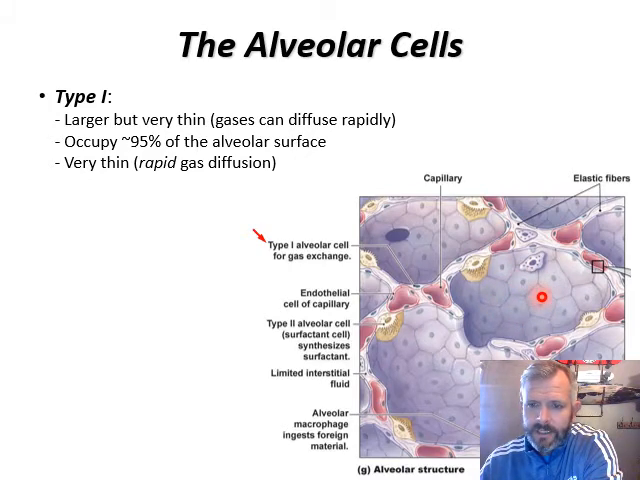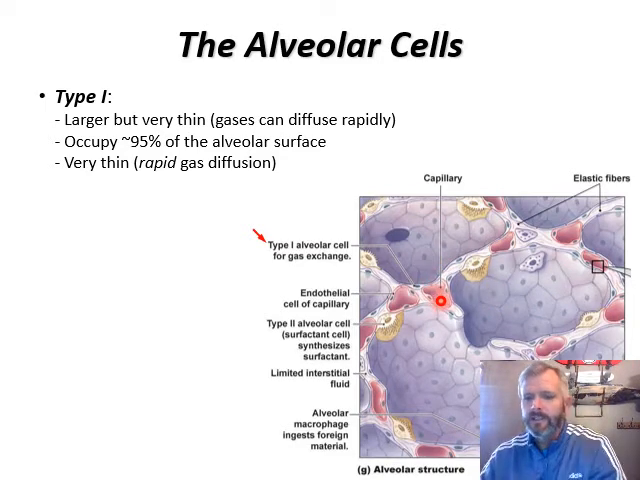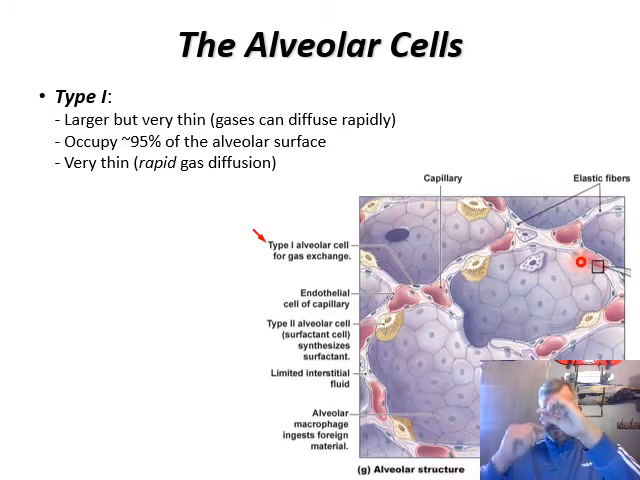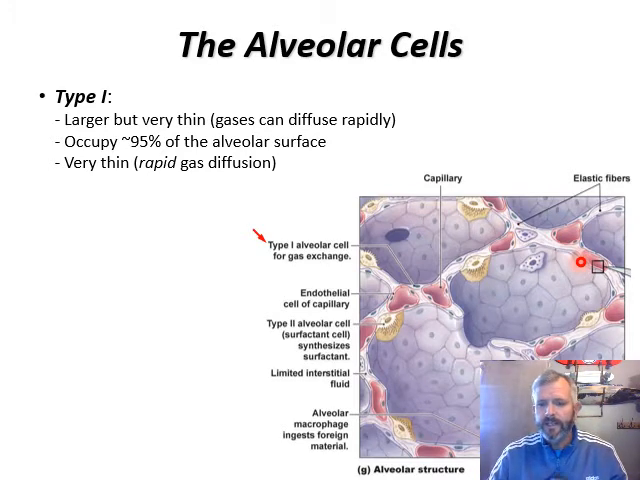Okay, you can see the proximity of these cells with the capillaries. These are those capillaries that are wrapping around. They're wrapped around all of this area because we want to have a close association with the alveolar cells and the capillary cells. We want them to be very close to one another so we can get diffusion of the gases very rapidly.